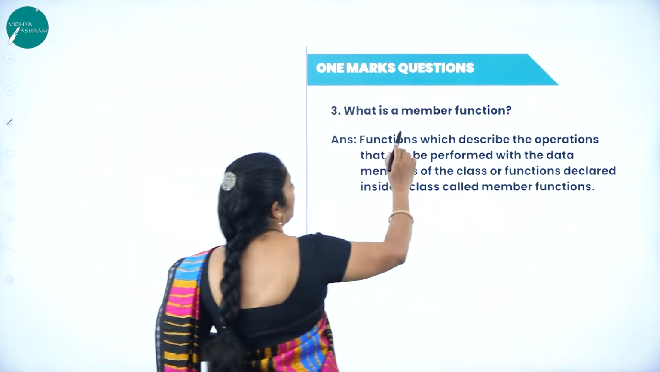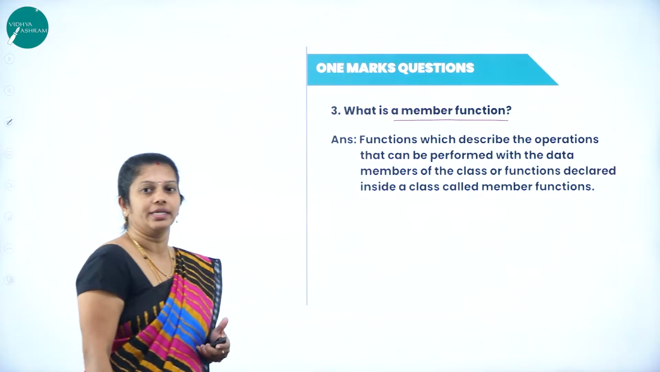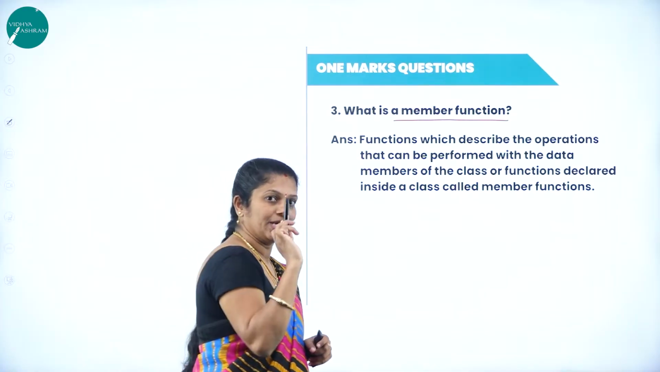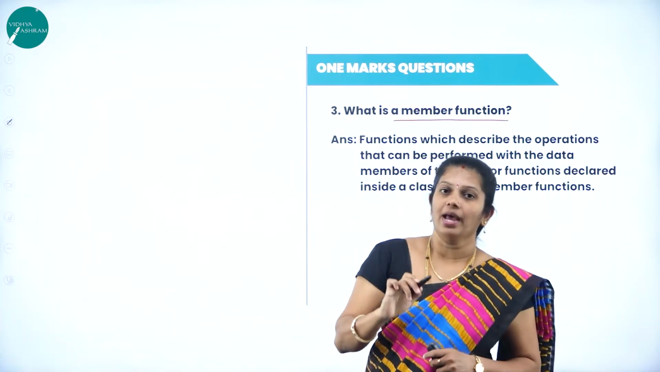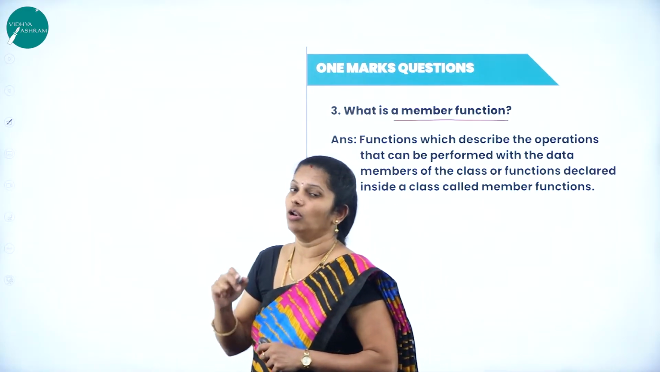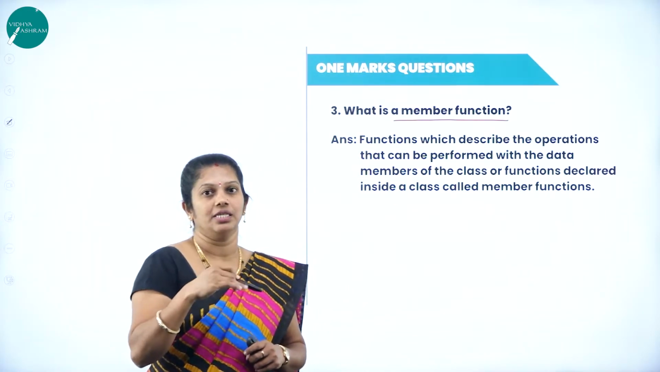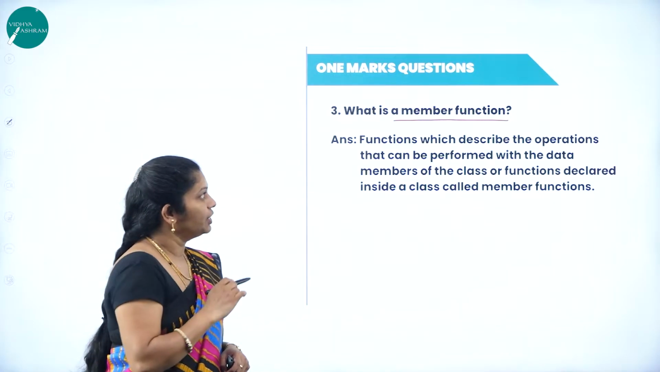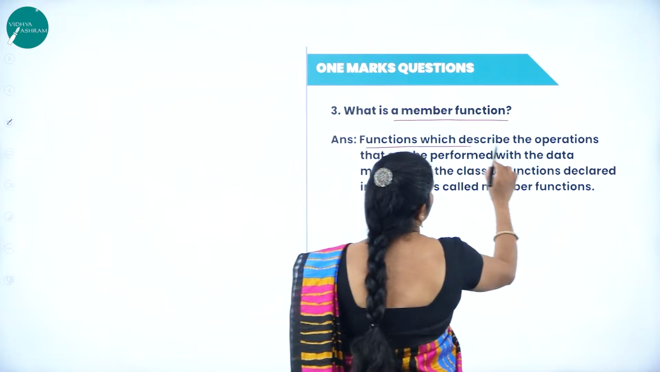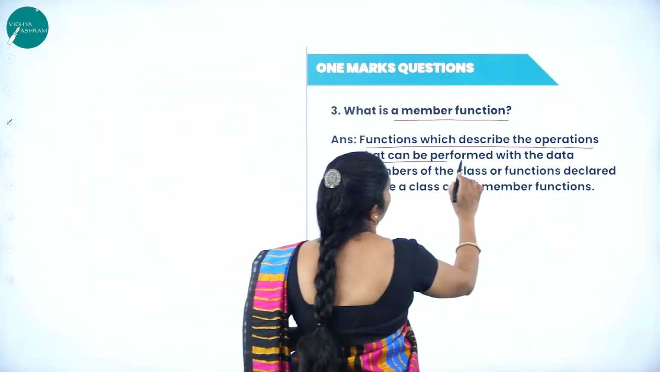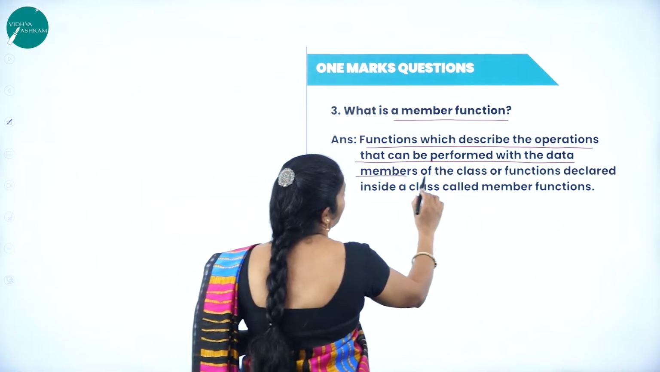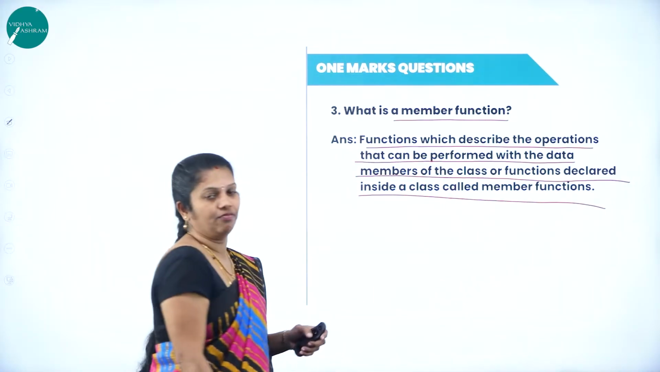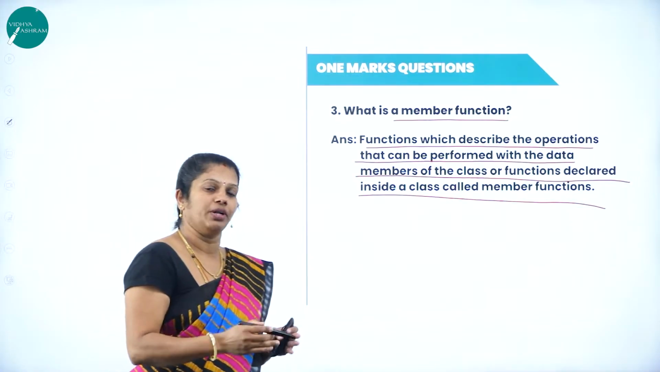Then next, what is a member function? As I already told you, it describes the operations. In the mobile, the contacts can be called variables, that is, data members, and the functionalities, whether incoming call, outgoing call, WhatsApp, Bluetooth, messengers, everything, can be called functionalities, that is, operations here. Member functions are the functions which describe the operations that can be performed on the data members of a class, or functions declared inside a class are called member functions. Or we can say it's a set of operations also.